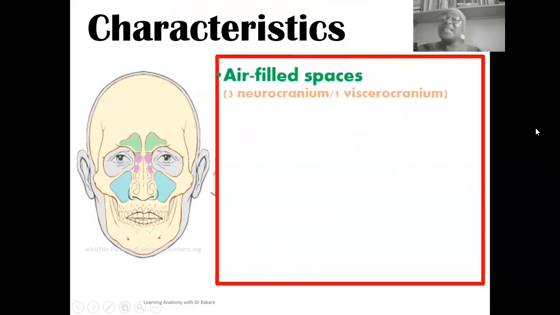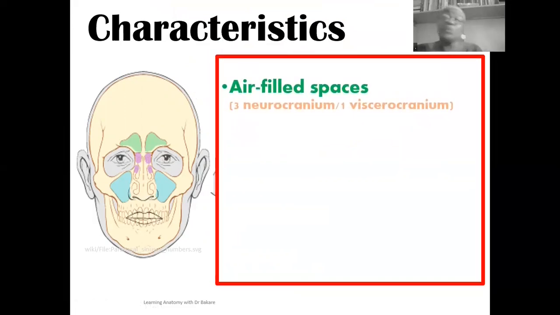We've already established that they are air-filled spaces that are located within the bones that are arranged around the nasal cavity. These air-filled sinuses are seen specifically in 3 neurocranial bones and 1 viscerocranial bone. If you divide the skull, which is the cranium, into the 2 subdivisions it is made up of, we have the neurocranium above, and inferiorly we have the viscerocranium. Within the neurocranium, we have 3 bones where these paranasal sinuses are located, and these include the frontal bone, the ethmoidal bone, and also the sphenoidal bone behind.